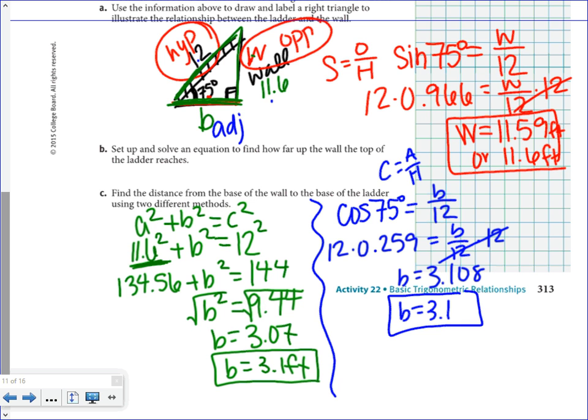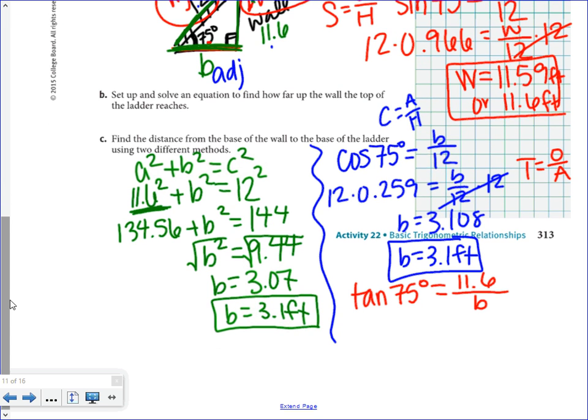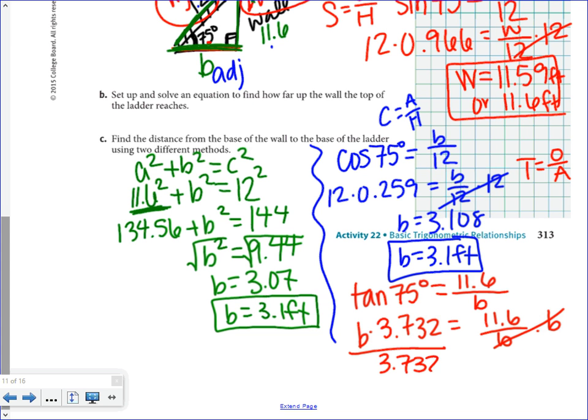3.1. Or you could use tangent. Tangent is opposite over adjacent. So tangent of 75, opposite is 11.6, or you could say 11.59 over b. So the tangent of 75 is 3.732. And so then you multiply by b, and then you divide by the 3.732.